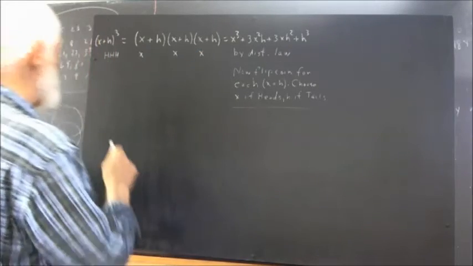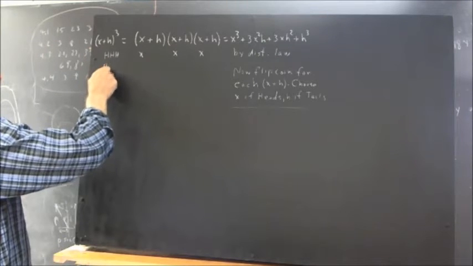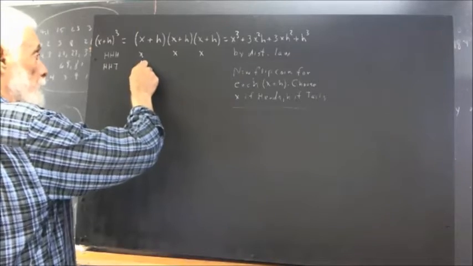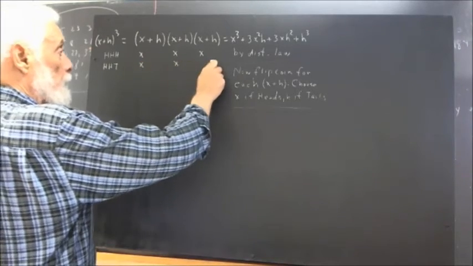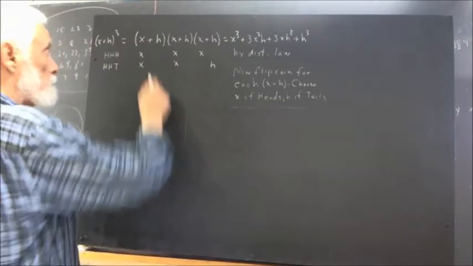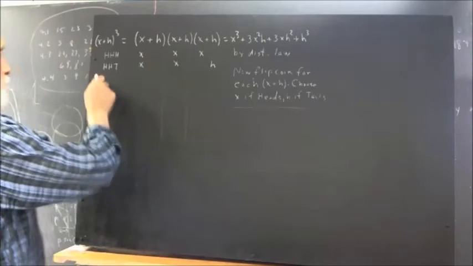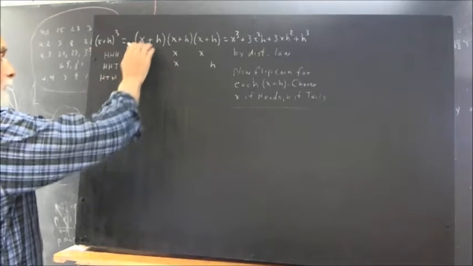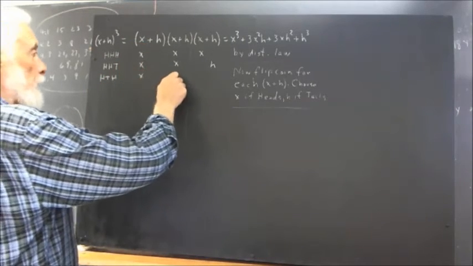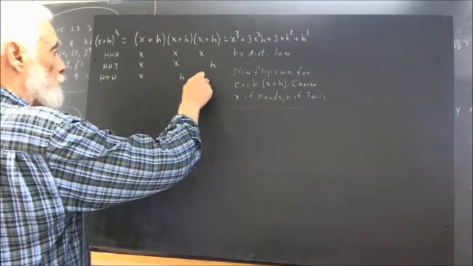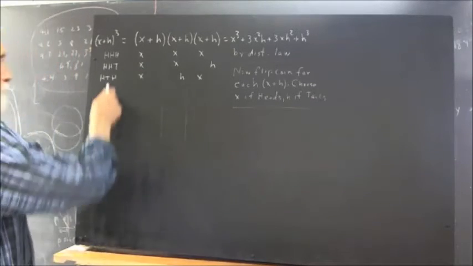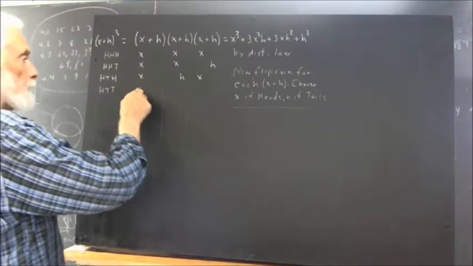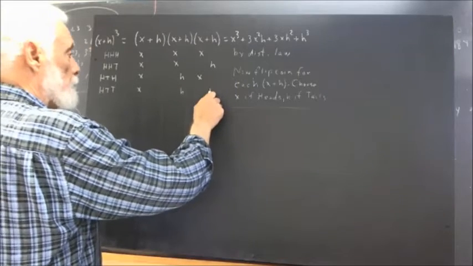If we flip heads, heads, tails, what are we going to get? We're going to get an x here, an x here, and an h here. What if we get heads, tails, heads? Well, then we get an x here, an h here, and an x here. Let's go heads, tails, tails. We get an x here, we get an h here, we get an h here.